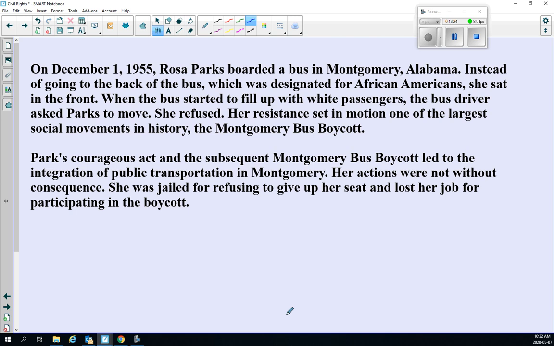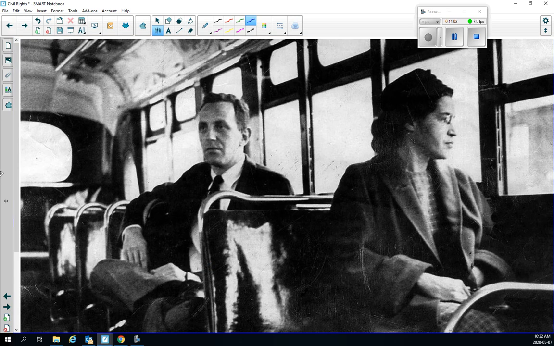Rosa Parks in 1955 defied the law and sat at the front, which was, I guess, a big deal at that time. She was told to give up her seat and move to the back. She refused and was eventually arrested because she wouldn't give up her seat. She was also fired from her job because she participated in what became known as the Montgomery bus boycott, which eventually led to the integration and the desegregation of public transportation in Montgomery. But Rosa Parks was arrested and she did lose her job for participating in the boycott, but is very inspirational to the movement. I'm sure we'd all agree. Famous photo of Rosa Parks sitting at the front of the bus.